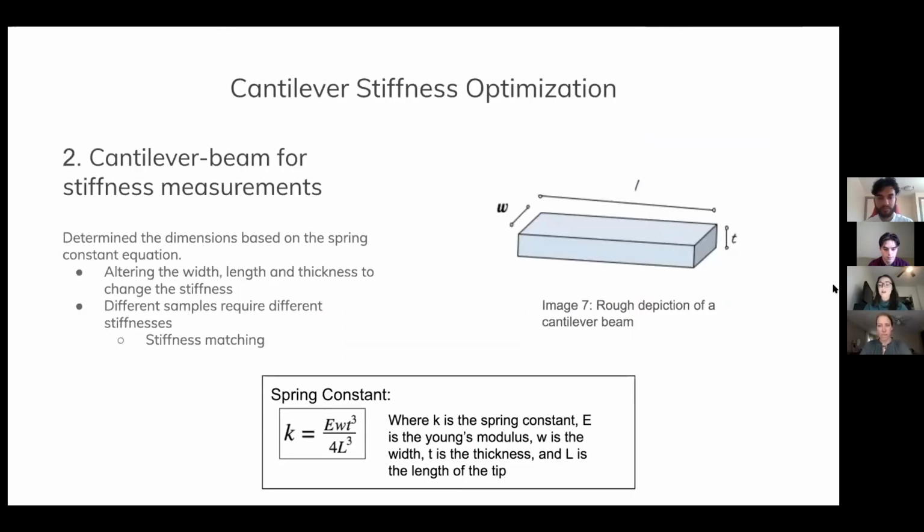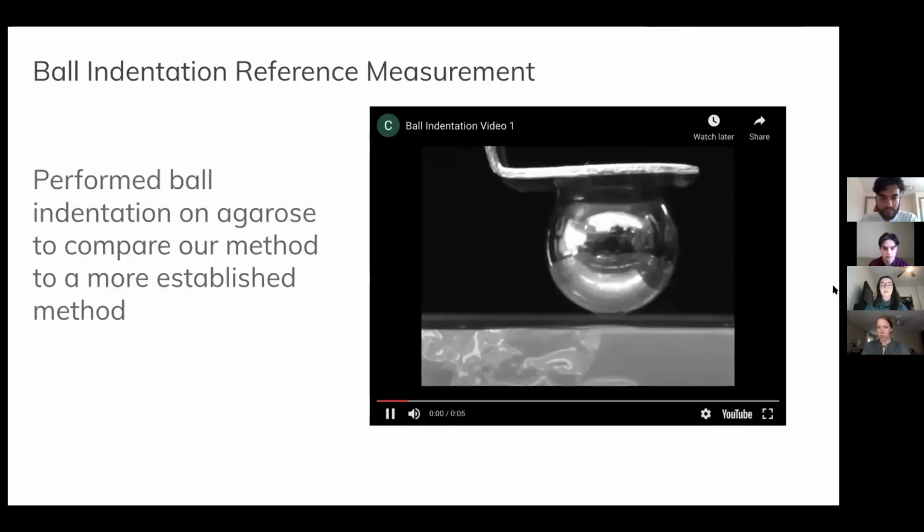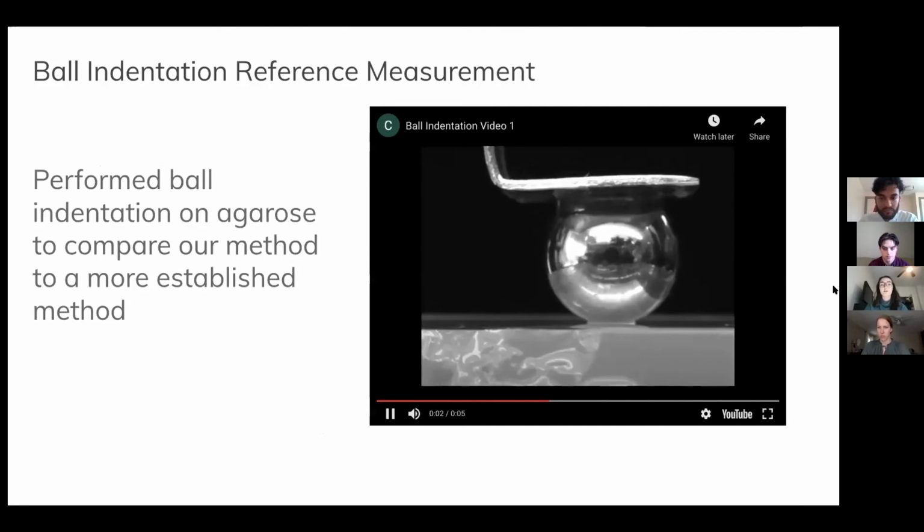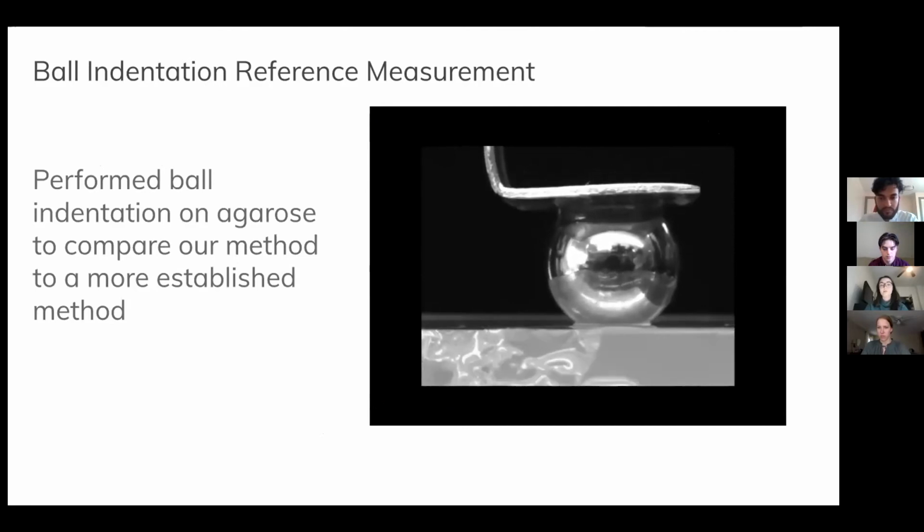The second part of our design is the cantilever beam for stiffness. The dimensions of the beam are based on the spring constant equation, where the width, length, and thickness are altered to change the stiffness of the beam. This was done because different samples require different stiffnesses, and we wanted the stiffness of the beam to match the stiffness of the sample. Additionally, we performed ball indentation on agarose to compare our method to a more established method.